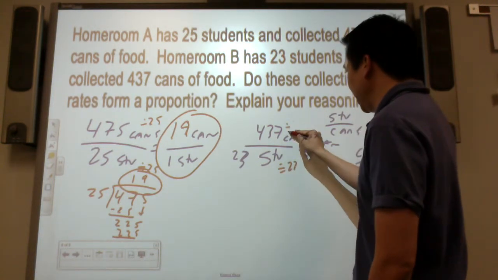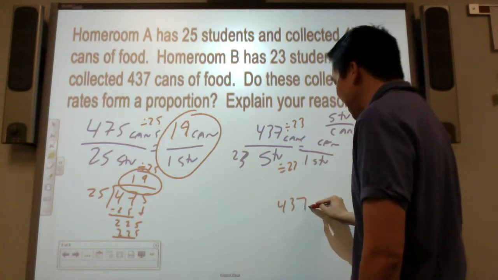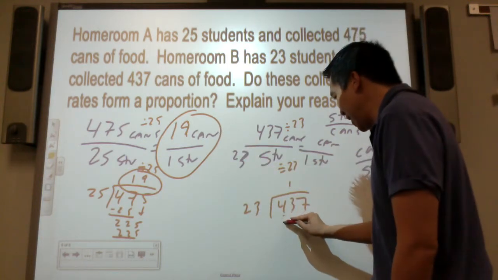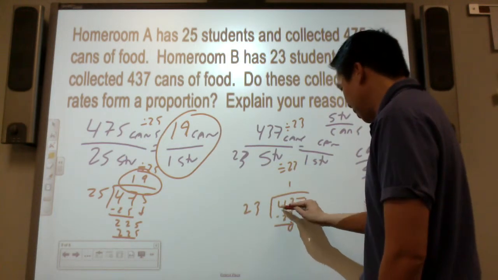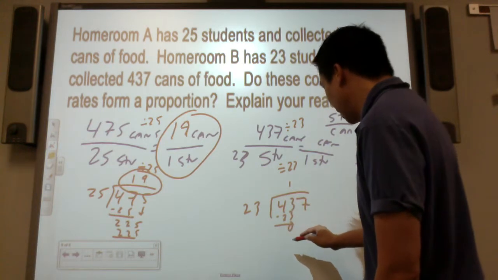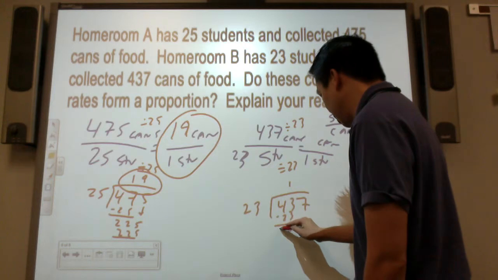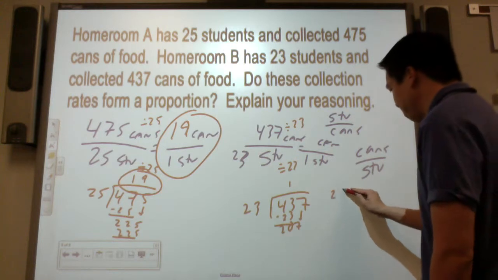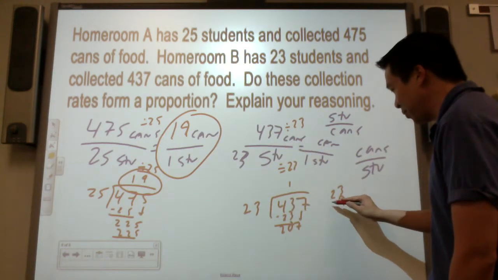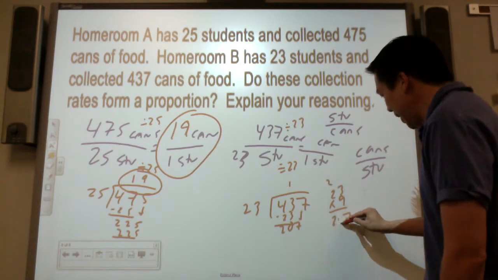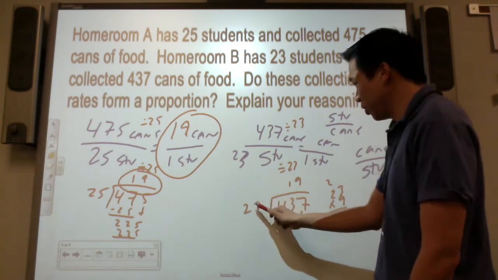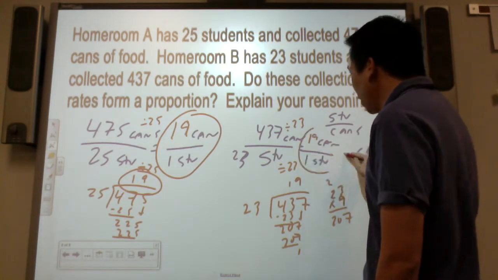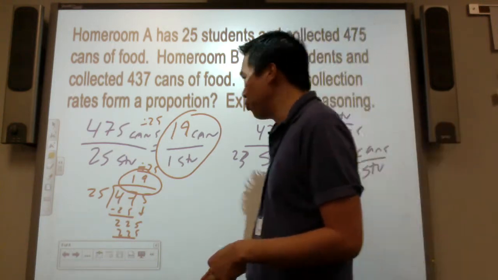You divide by 23. What's 437 divided into groups of 23? You have 1. Ooh, so far it's the same. 4 minus 2 is 2. I bring down the 7. How many groups of 23 go into 207? Well, you know, let's try 9 or 8. I'm going to try 9 for now. 27? Hey, it is. 9 groups of 23 go into 207. So they are equivalent. Or another way to say it is that they do form a proportion.